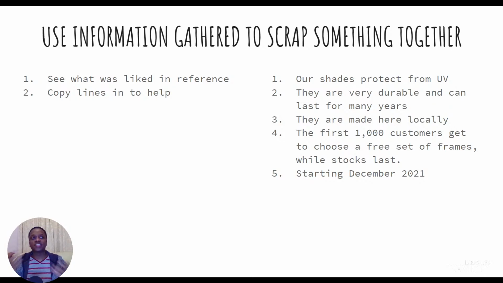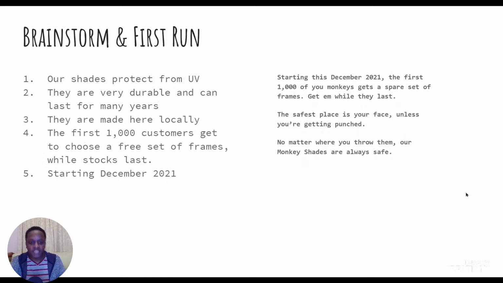That already is now starting to develop the idea, and you're starting to iterate and build and make it better. So brainstorm and do what I call a fast run, which is try and write a script that just straight up turns the five talking points, or whatever number of talking points, into words, into paragraphs, into sentences. Go crazy. Write all sorts of nuts things like the safest place is your face unless you're getting punched. I don't know. For your glasses, the safest place for your glasses is your face unless you're getting punched.